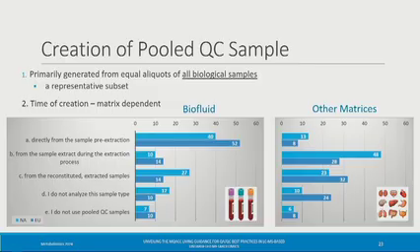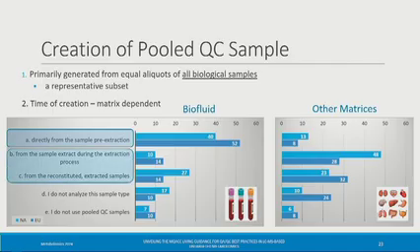The pool QC samples from biofluids or also other matrices used when we asked the community, we found that they were used directly from the sample pre-extraction step, and also for the other matrices from the sample extract during the extraction process or from the reconstituted extracted samples. The first ones are used to evaluate the extraction and instrument variance, and the last two for the instrument variance.